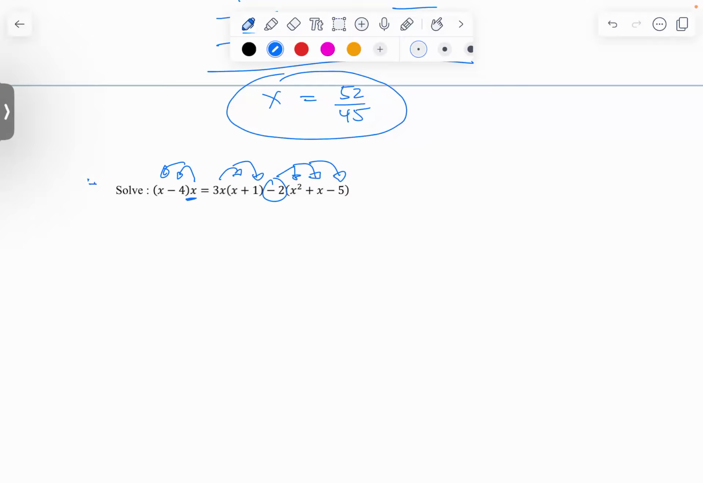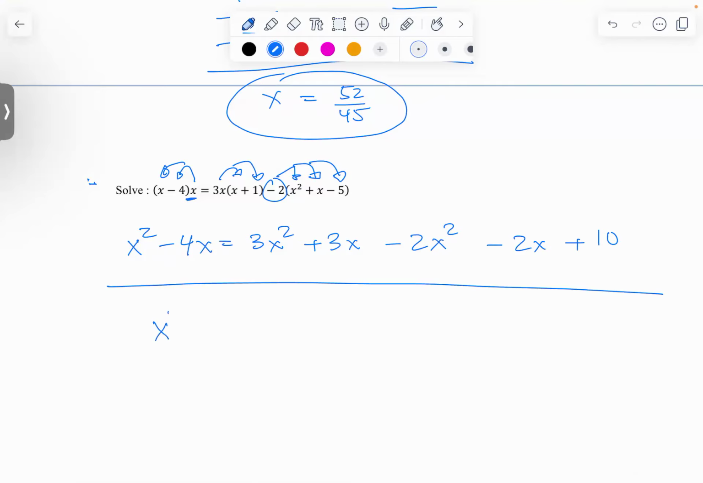All right, so let's see what we have. x times x is x squared. Negative 4 times x, negative 4x. 3x times x is 3x squared. All right, so rainbow that guy all the way through. All right, and let's simplify the left side and the right side.